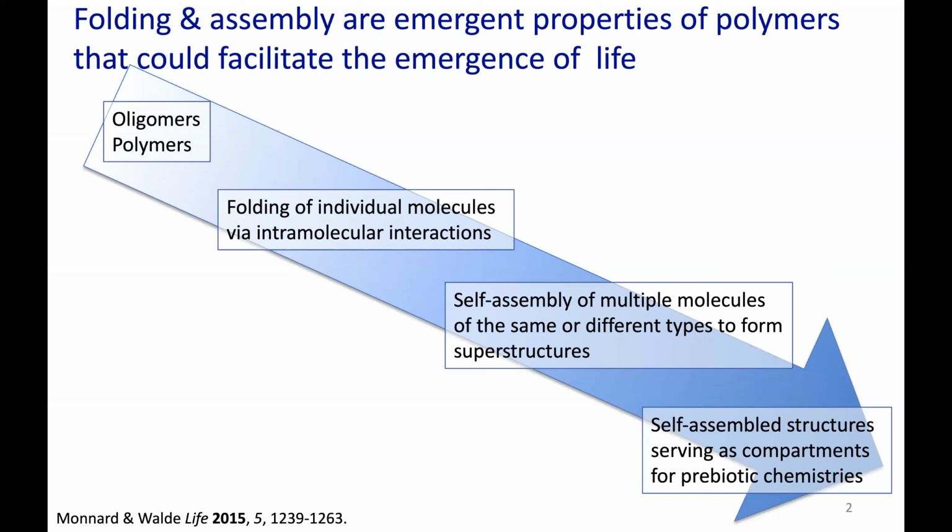In the earlier talks, we've already been introduced to oligomers and polymers. Once these molecules are present, we can start thinking about how they fold into three-dimensional structures and how they interact with each other into assemblies, which can become compartments for prebiotic chemistries. You should be picturing things like RNA folding, DNA duplex formation, and lipid self-assembly to form vesicles here. So let's take a moment to think about what's driving self-assembly.